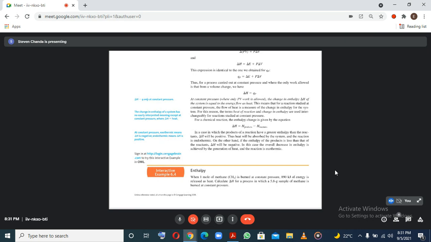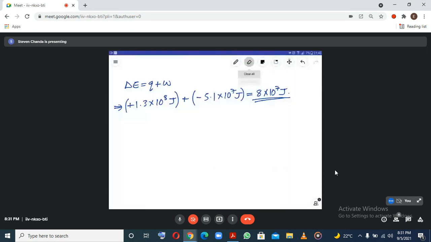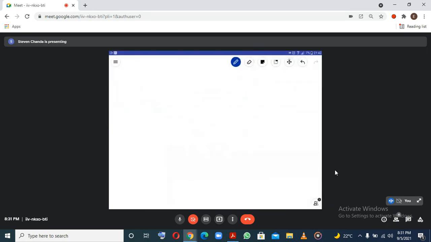So what they are telling us is that when you burn one mole of methane, this amount of heat is released, isn't it? Now they're saying they burnt 5.8 grams of methane. So how do we find the enthalpy change?